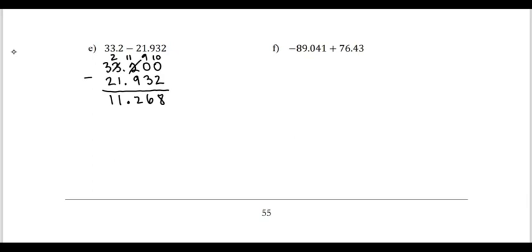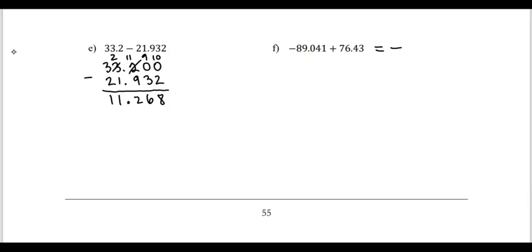Okay. And the last one, you have a negative number and you're adding the positive number. So same rule, we need to review our rules, how to add a negative and a positive number. So first we pick the sign. You have 89 and 76.